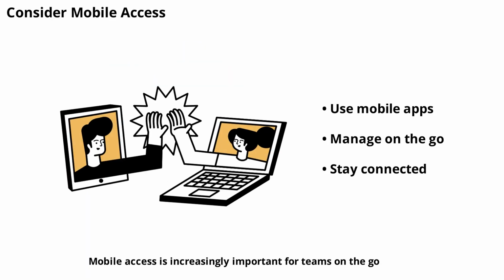Mobile access is increasingly important for teams on the go. Check if the software offers a mobile app or a responsive web interface. This allows your team to manage social media accounts, schedule posts, and respond to messages from anywhere, ensuring you never miss an opportunity to engage with your audience.